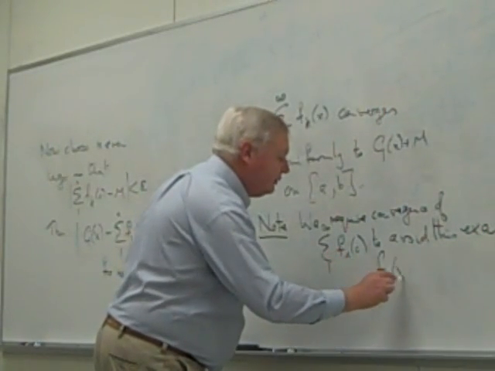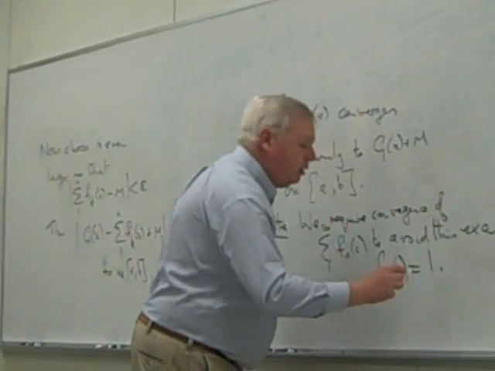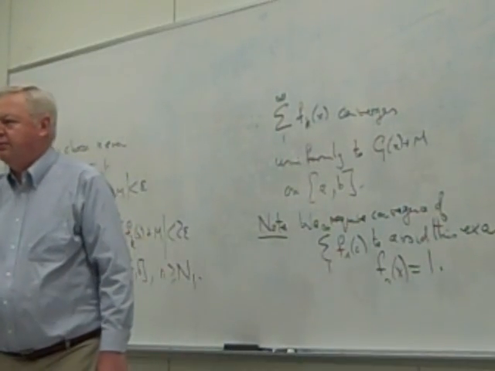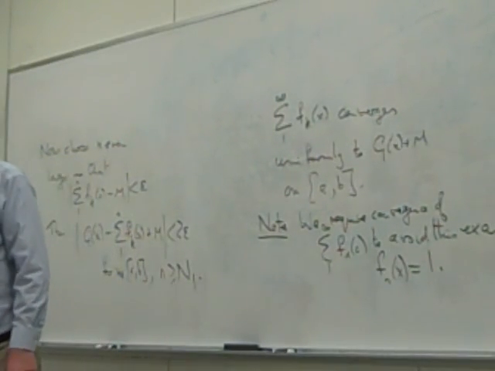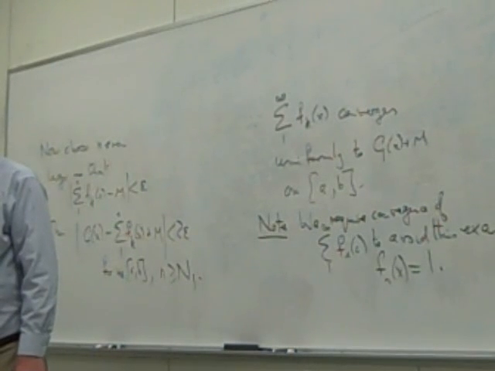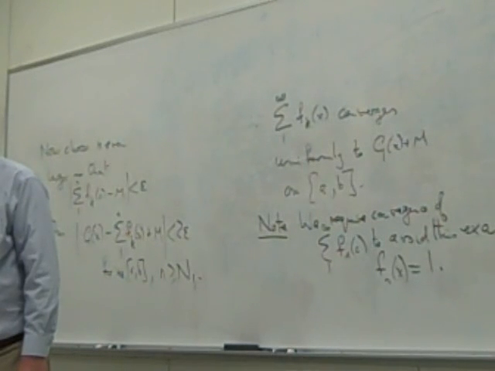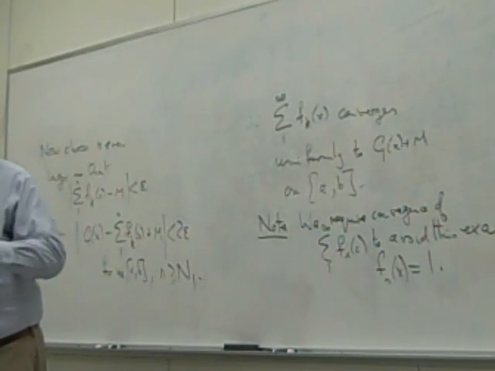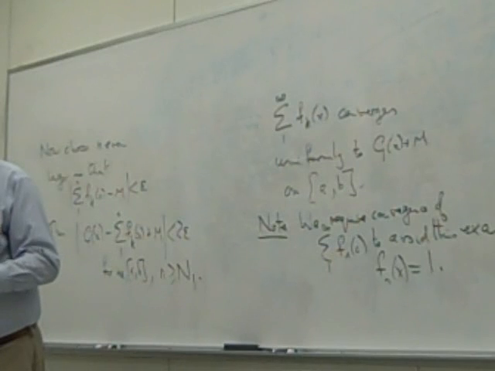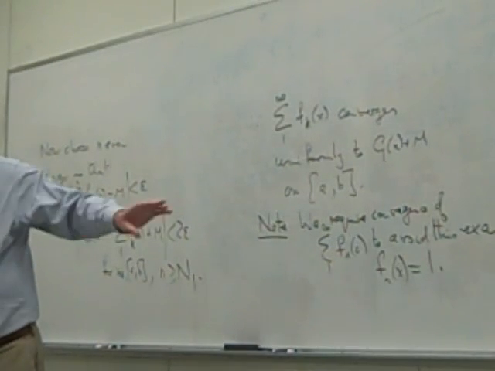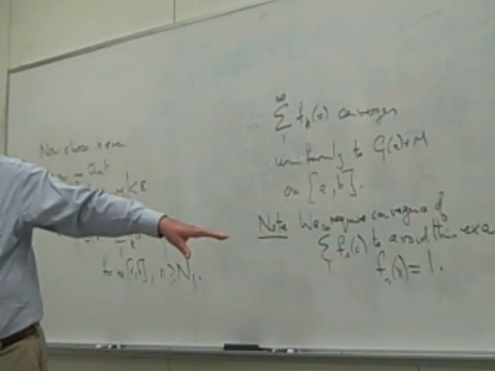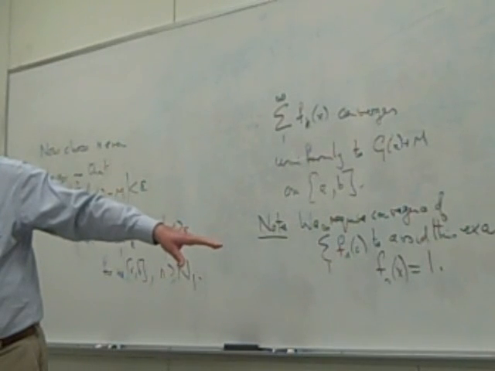Take all the functions fn of x to be the constant function 1. Certainly that series does not converge because it's 1 plus 1 plus 1 plus 1. On the other hand, when you differentiate the series, it's 0 plus 0 plus 0, which converges uniformly. So if you don't have the hypothesis that the original series converges at least at one point, then you have no way of eliminating this example, where the conclusion is obviously false.